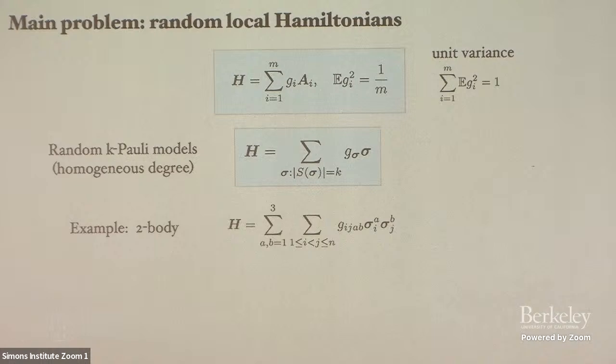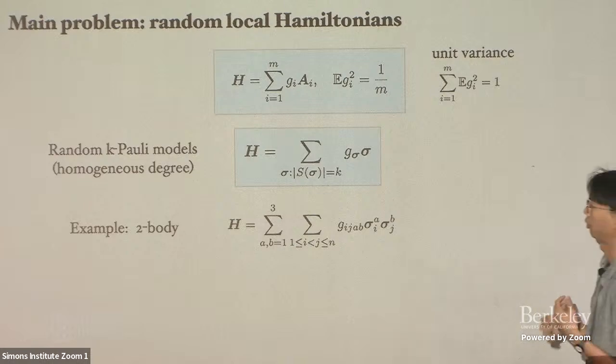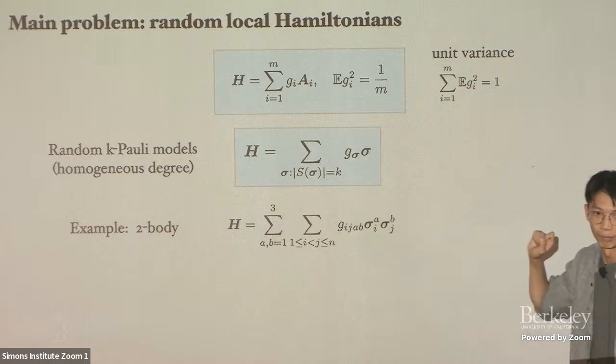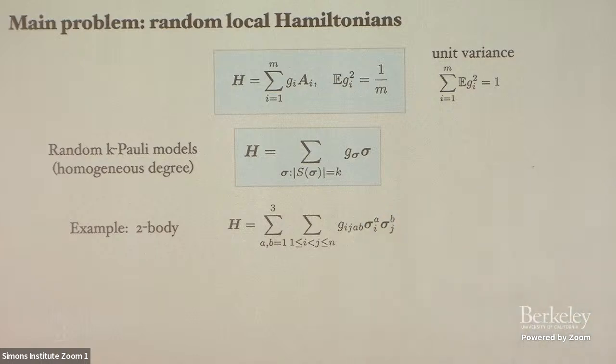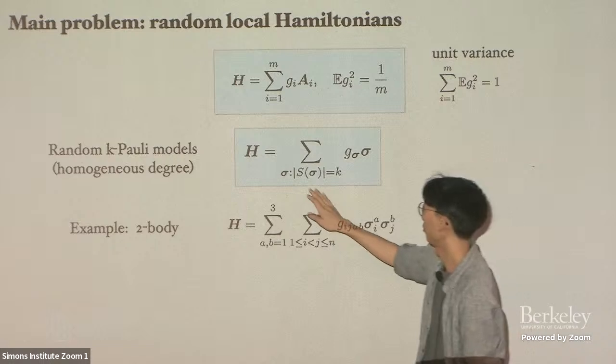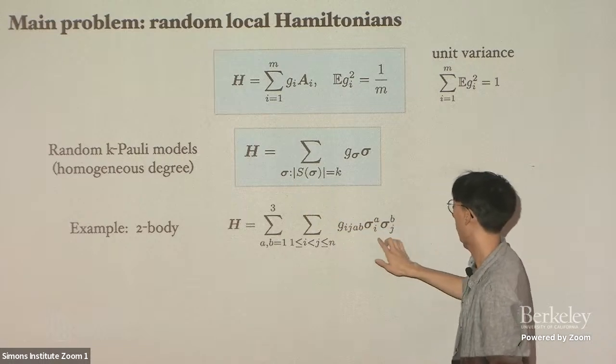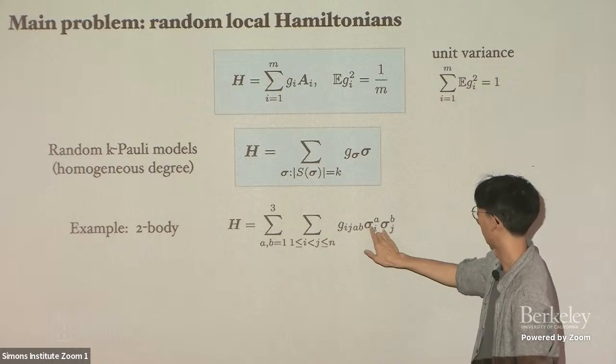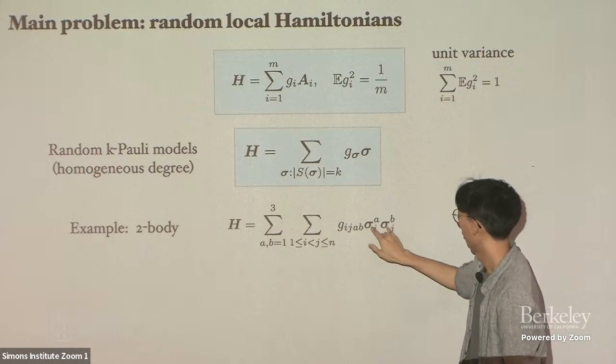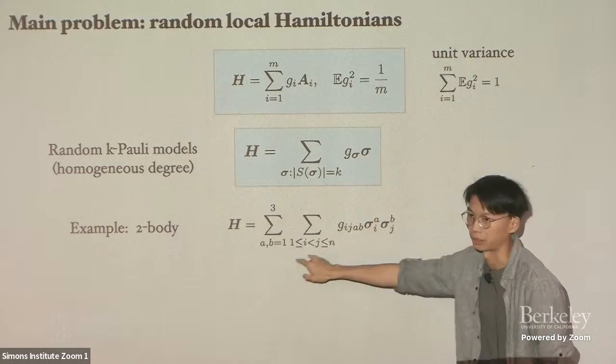Local here means degree k. So it's computer science local. It's kind of all-to-all. So in these models, we can get rid of as much spatial structure as possible. So the remaining parameters are k and n, n being the system size. And for example, if you realize this with k equals 2, this would be a sum over all pairs of Paulis, and each could be X or Y or Z. So there are actually quite a lot of them.